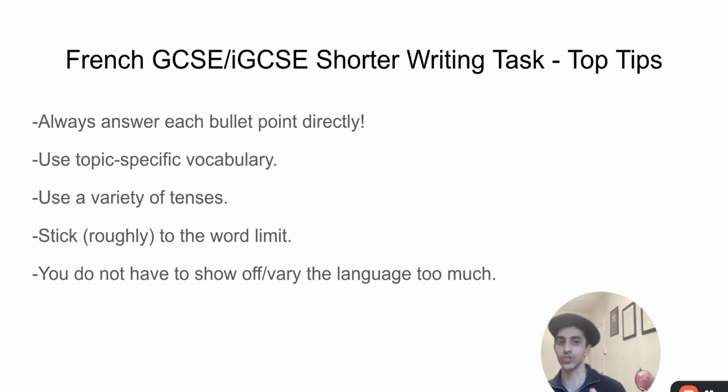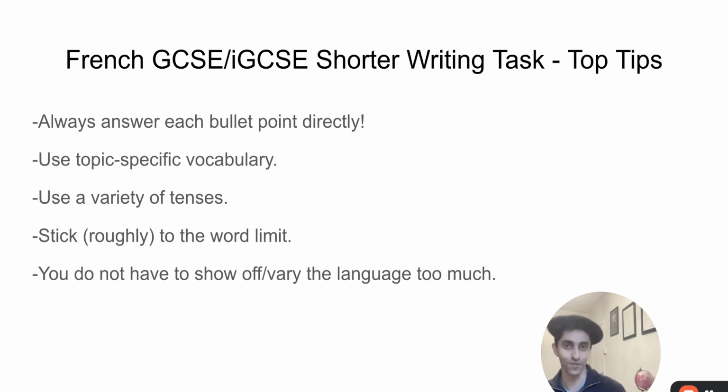And lastly, you do not have to show off or vary your language too much. That's specifically for the shorter writing task. For the longer writing task, that's a different ballgame. But for the shorter writing task, you do not have to vary the language that you use too much. So you don't have to chuck in a huge amount of different tenses or more complex verb forms in order to get to the top bracket of marks. Accuracy really is the key and the thing to prioritize for the shorter writing task.